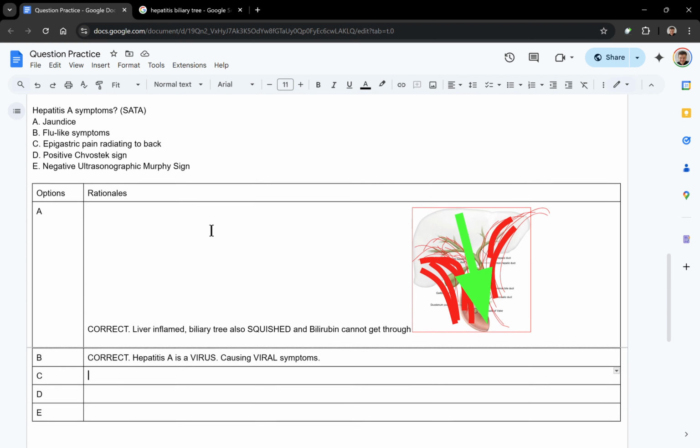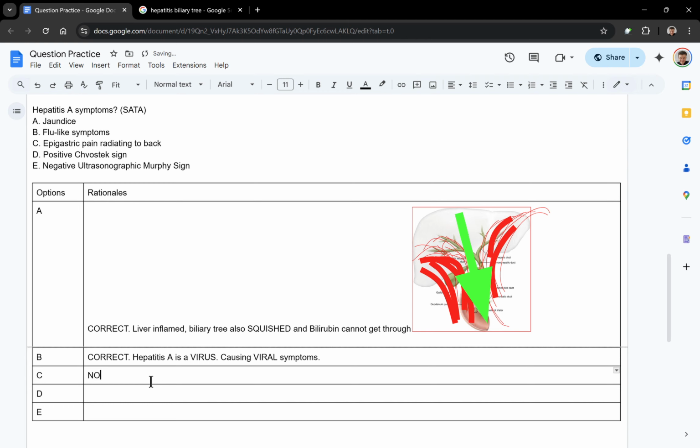So then what else? C, epigastric pain radiating to the back. I would pick it on the test. Nope. And why is it a nope? I wasn't sure if it's epigastric or lower. Where's hepatitis pain at? It's right upper quadrant. So epigastric pain that radiates to the back describes pancreatitis. This is not hepatitis. Hepatitis has pain that is right upper quadrant, and may radiate to the right shoulder and back, but definitely right upper quadrant.